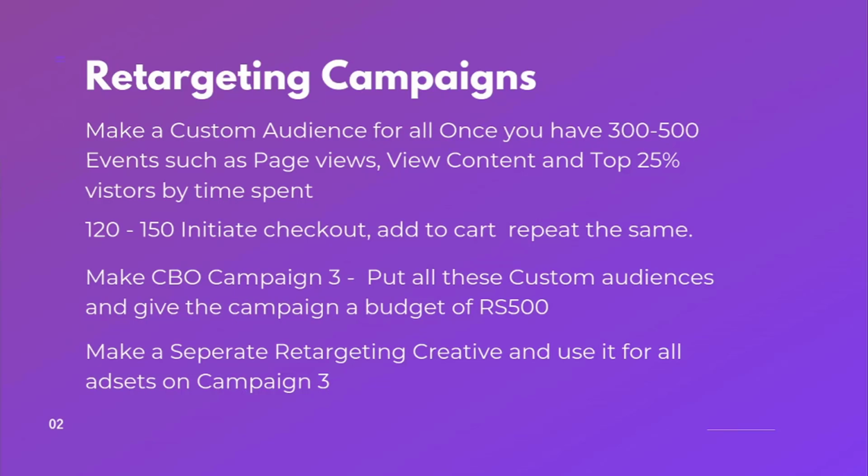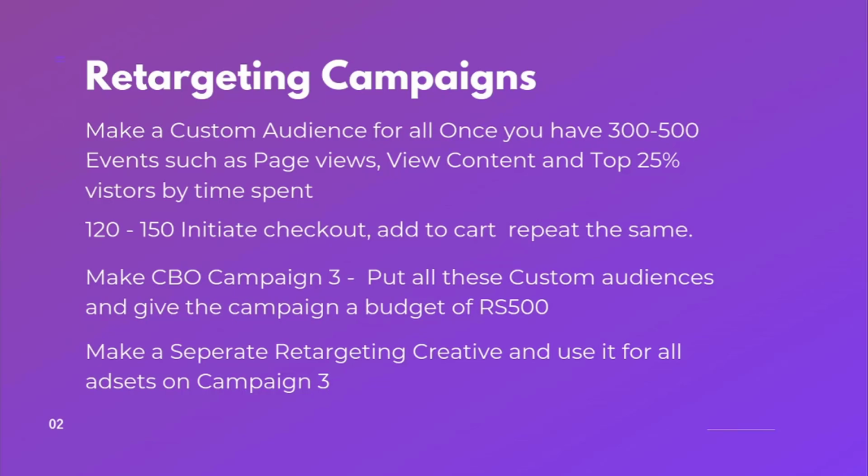Once you have 300 to 500 events, so 300 to 500 page views, between 300 to 500 content views, go and make a custom audience for all of them. Same thing you do if there are 120 to 150 initiate checkouts and add to carts, repeat the same. So initiate checkout is 120 to 150, while page views is 300 to 500.